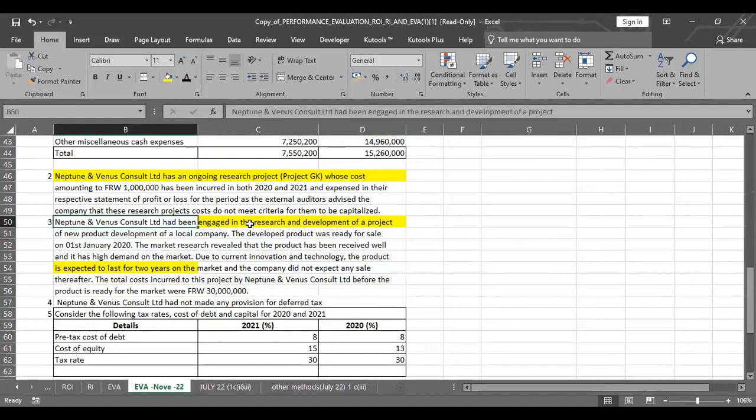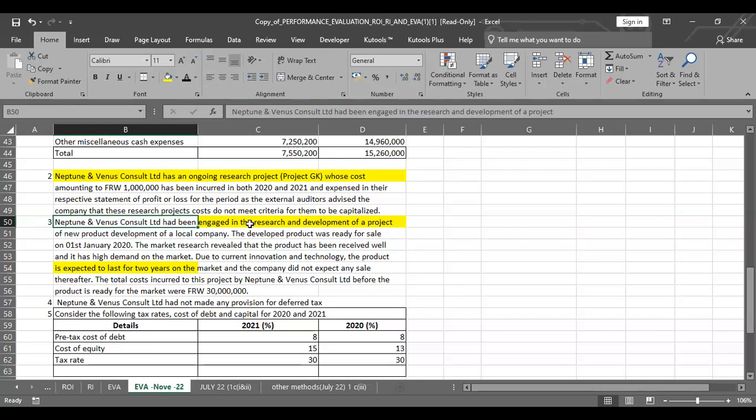They say that Neptune and Venus Consult had been engaged in research and development of a new product, a product development in the local company. The developed product was ready for sale on the 1st of January. The market research revealed that the product has been received well and it has high demand on the market. Due to the current situation in technology, the product is expected to last 2 years in the market, and they did not expect any sale thereafter.